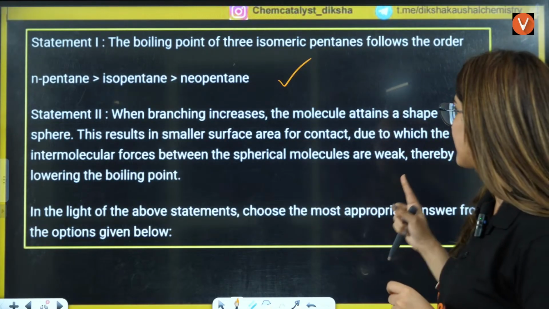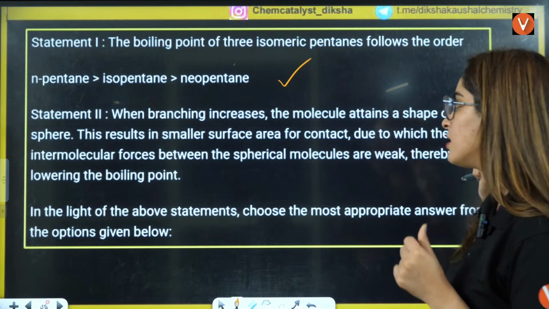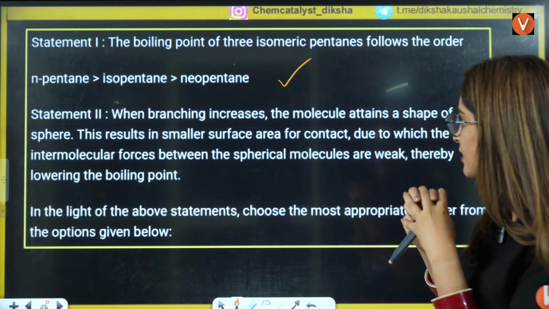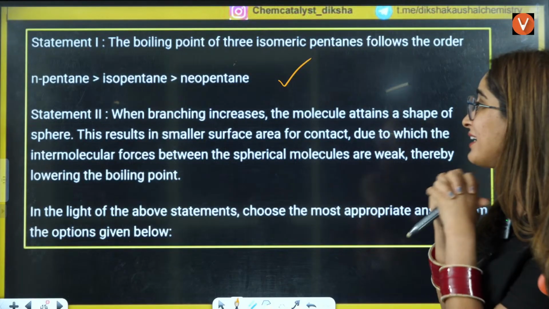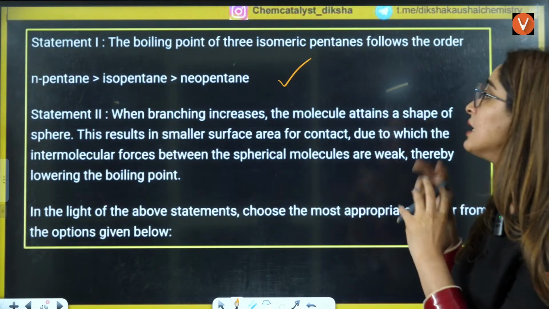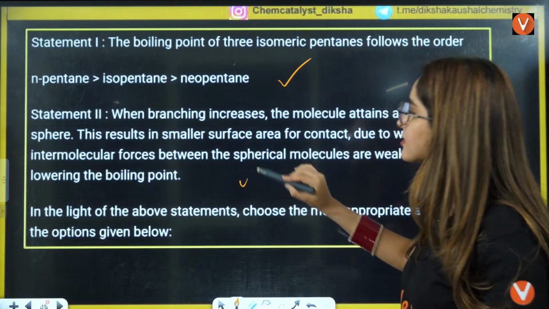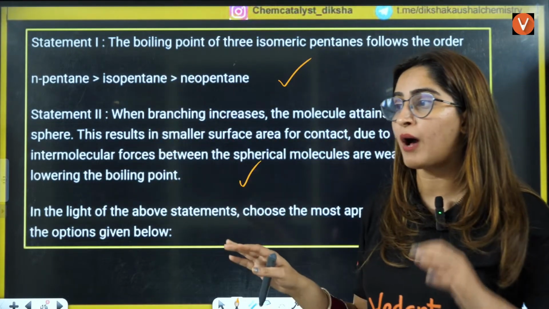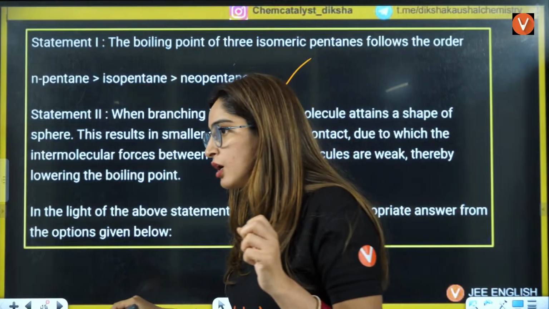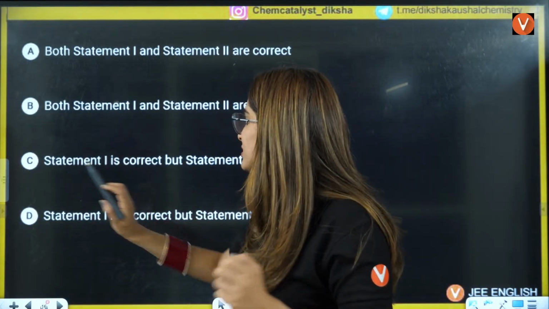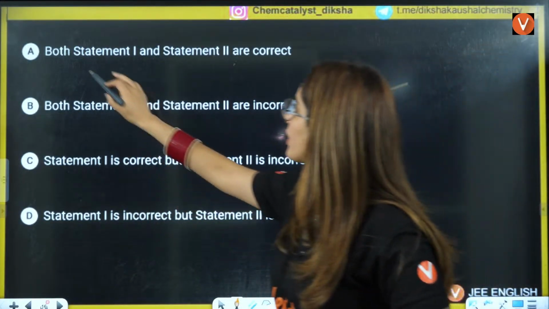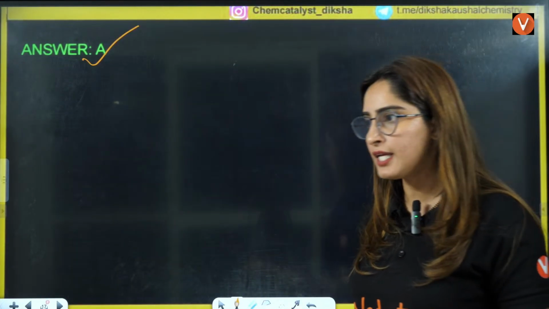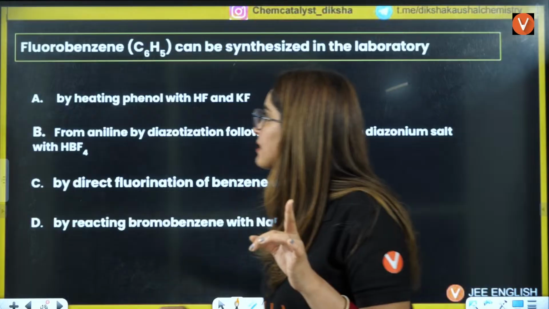When branching increases, the molecule attains the shape of a sphere. This results in smaller surface area for contact, due to which intermolecular forces between these are weak, thereby lowering the boiling point. This is also correct. This is giving the explanation why branching is inversely proportional. So we can say that both the statements are correct, and that is the correct explanation as well. So the answer will be A.